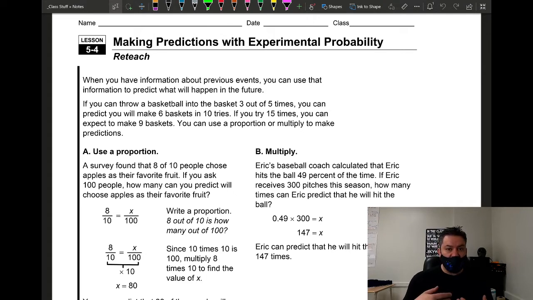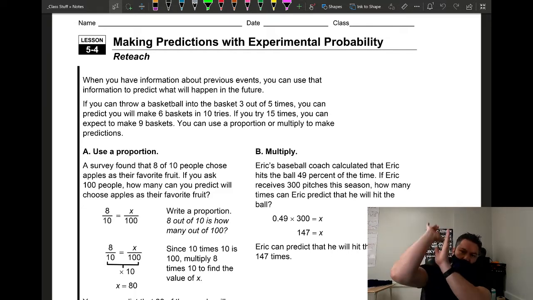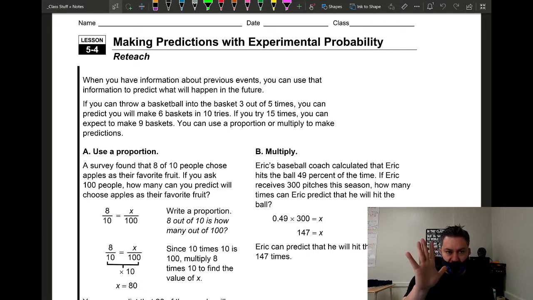Okay, so like doing surveys and things like that on the street. For example, it says, if you throw a basketball into the basket 3 out of the 5 times that you throw it, so you're going to make 5 throws, 1, 2, 3, 4, and 5. According to the experiment that you did, the basketball went in the basket 3 times out of the 5 times, 3 out of the 5 times. So that's your fraction, right? It says you can predict you will make 6 baskets in 10 tries. If you try 15 times, you can expect to make 9 baskets.